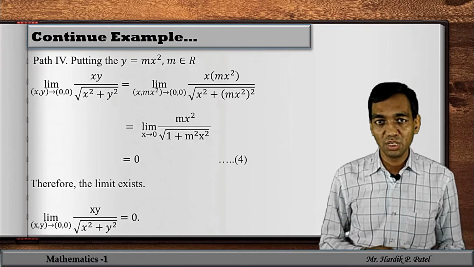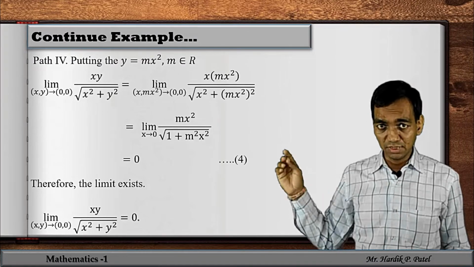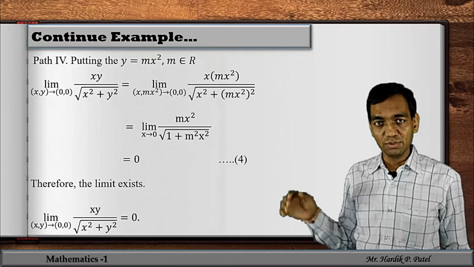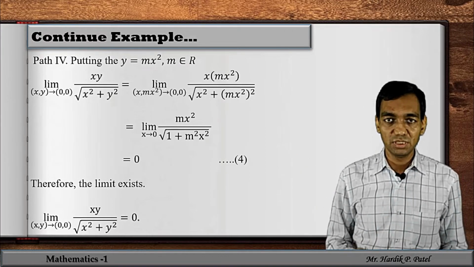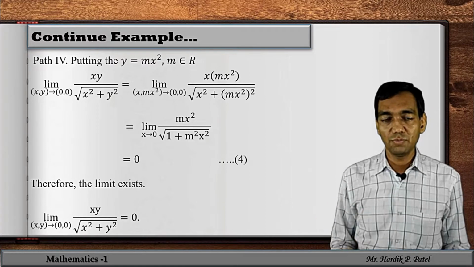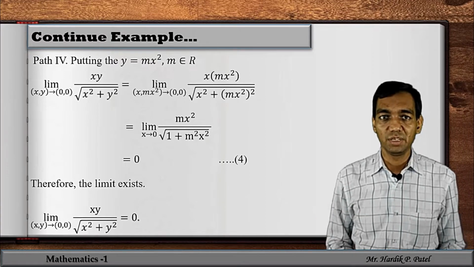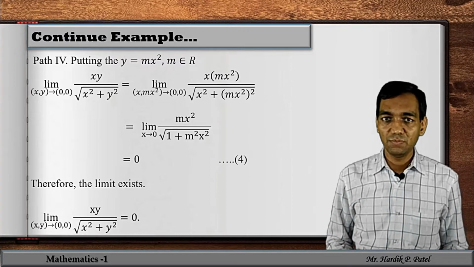Now if you put the limit x tends to 0, then you will have value 0. That's why the limit exists and it has a value 0, because for all paths we have the same limit. So generally we are going to check it for y is equal to x square, y is equal to mx square.